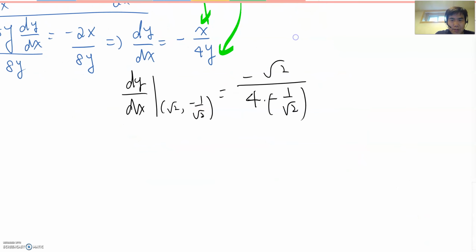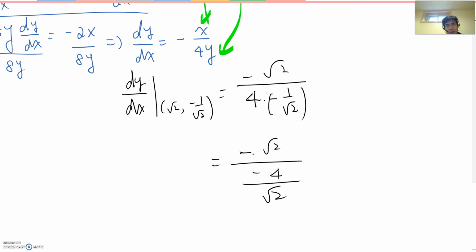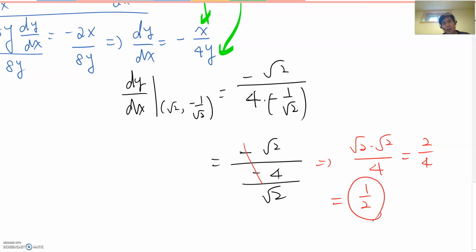Okay. So this becomes negative root 2 over negative 4 over root 2. So the negatives cancel out, so it becomes positive. So this becomes root 2 times root 2 over 4, which is 2 over 4. Therefore, the slope becomes 1 over 2. Okay? So that's how we apply this to find the slope of the tangent line for a non-function form.